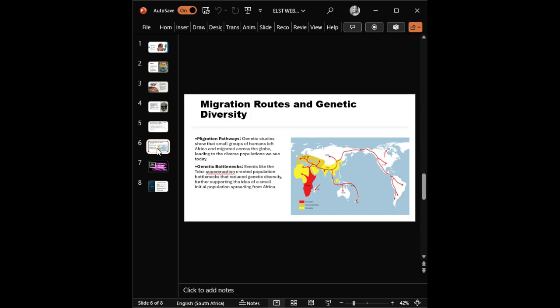Genetic evidence also helps us map the migration routes of early humans. As you can see, there's a map there. Small groups of humans left Africa in waves, spreading across Asia, Europe, and eventually the rest of the world. Events like the Toba volcanic eruption may have reduced the human population, leading to a bottleneck effect, which explains why we see less genetic diversity outside of Africa.